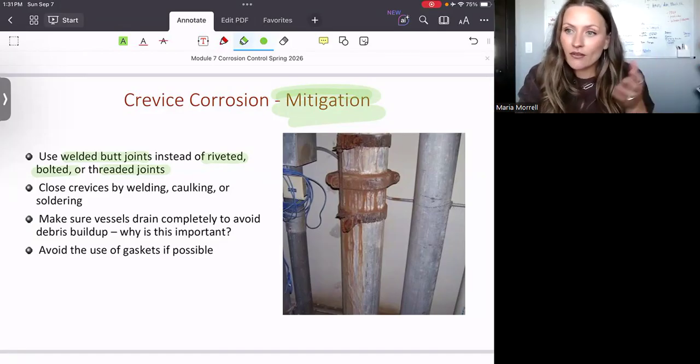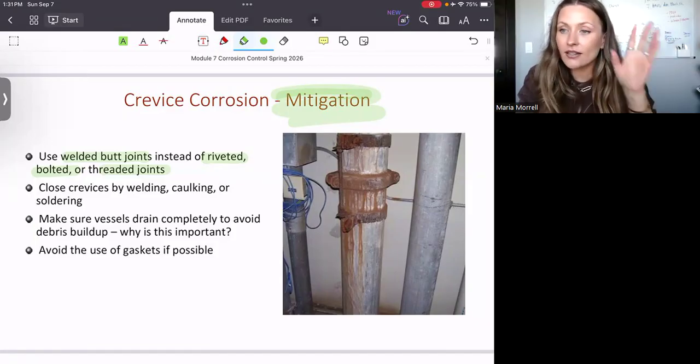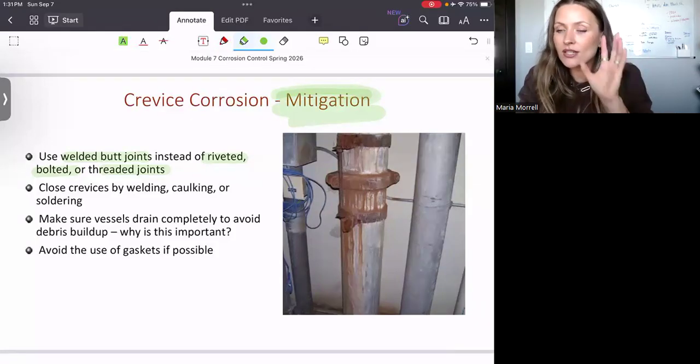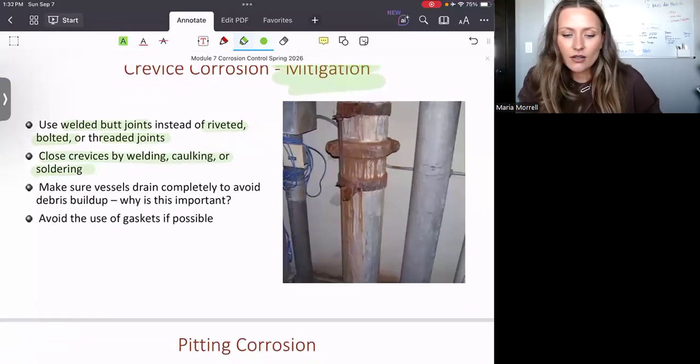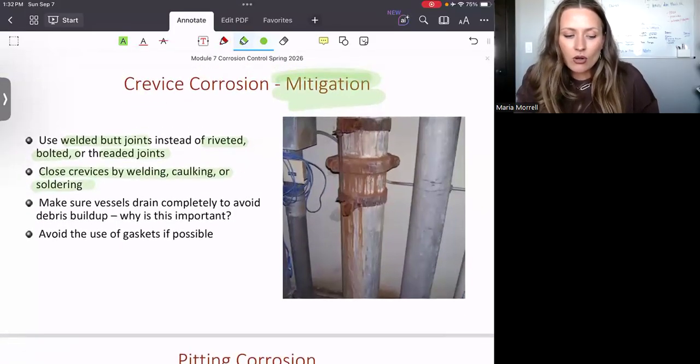So this is why whenever there is a crevice, even if you see just a tiny, tiny line, that is a crevice. It's a mansion, it's a penthouse for oxygen and water, right? So that means you have to close crevices by welding, caulking, or soldering. Now, you also need to make sure that vessels are drained completely to avoid debris buildup.